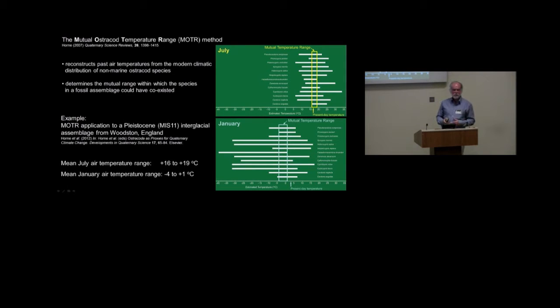mutual ostracod temperature range method, or the MOTR method as we call it. It's something that reconstructs past air temperatures from the modern climatic distribution of non-marine ostracod species. And it determines the mutual ranges. The example here shows you what we do. We have calibrated species ranges. You've got a temperature scale along the bottom of the graph here.